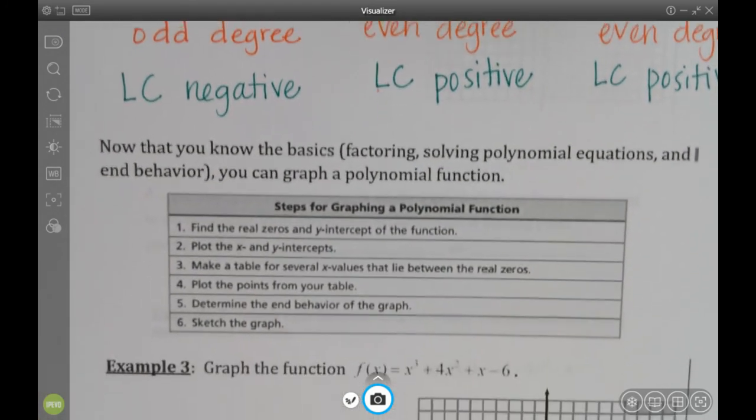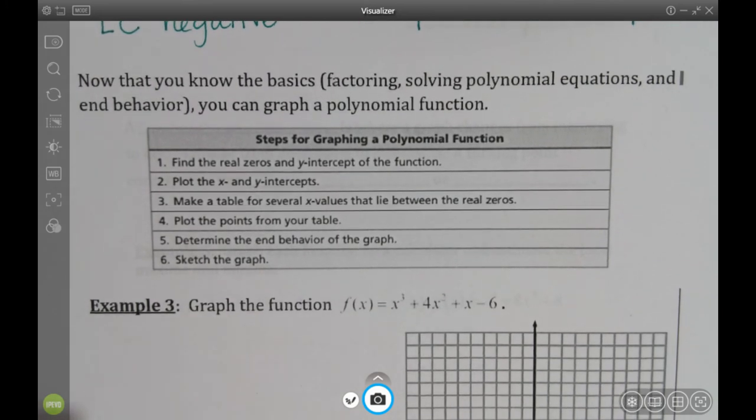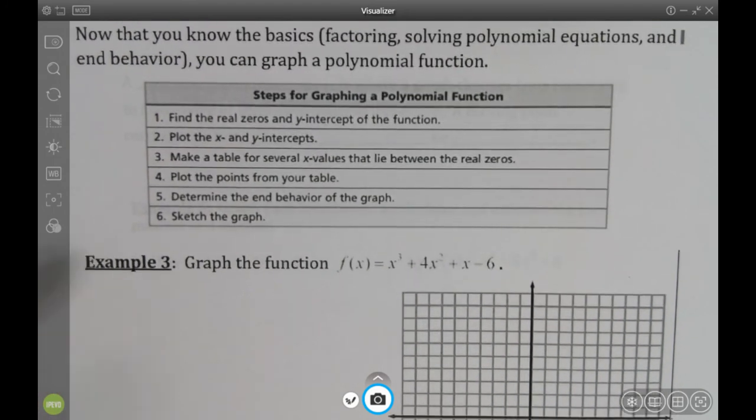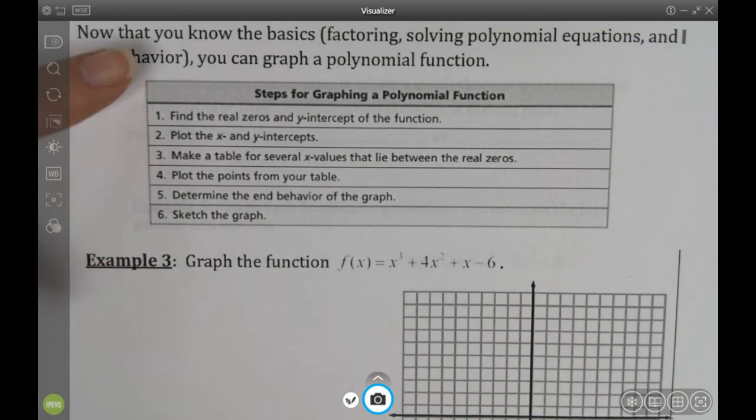Okay, so now you know all the basics. You know factoring, solving polynomials, and behavior. You can graph a polynomial function. You know all the things to do this. Okay? So we're going to graph this function down here at the bottom, and literally it tells us step by step what to do. So this table right here tells you exactly what you need on your graph. Okay, so find the real zeros and the y-intercept of your function.